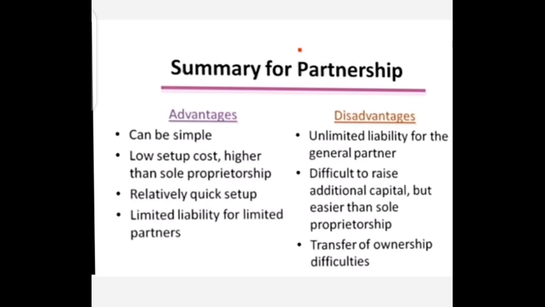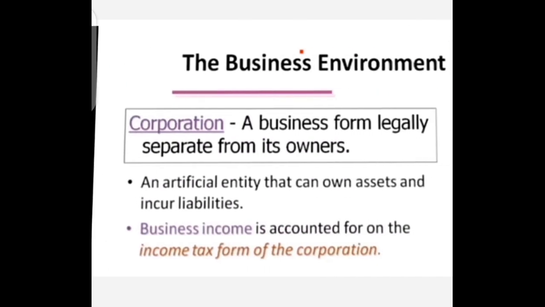What are the disadvantages? Unlimited liability for the general partner. Difficult to raise additional capital, but easier than the sole proprietorship. As there will be more than one member, the funds can be more easily generated than in a proprietorship, but it will be harder than in a corporation. Transfer of ownership difficulties. It becomes very hard to decide to whom the ownership may be transferred.